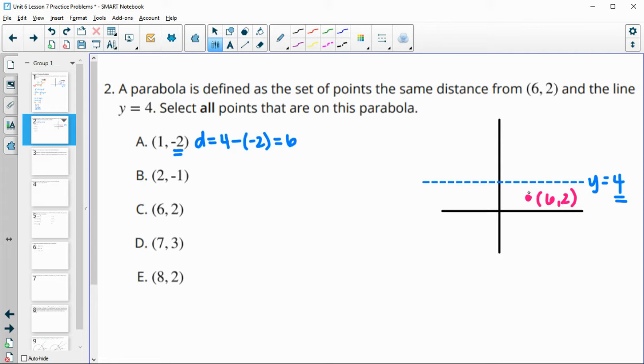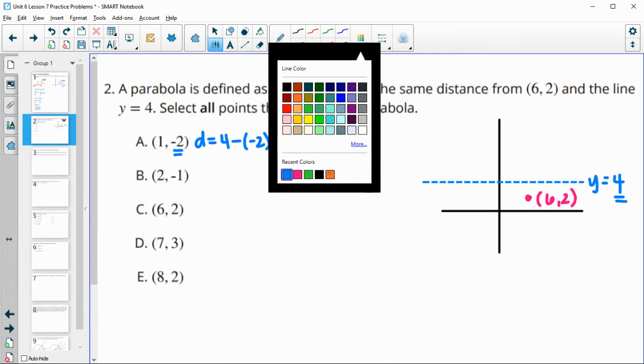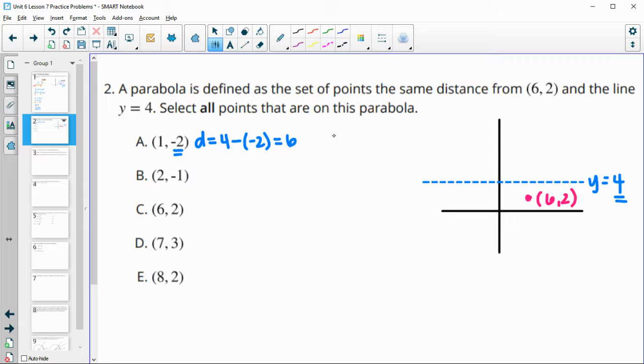So now we would want to figure out how far it is from this point. And if those distances are the same, then this is on the parabola. So remember to figure out how far it is from this point. Okay, so the distance squared would equal the horizontal movement. So subtract the x's. So (6 minus 1) squared. And then subtract the y's. So 2 minus a negative 2. And so 2 minus a negative 2 is 2 plus 2.